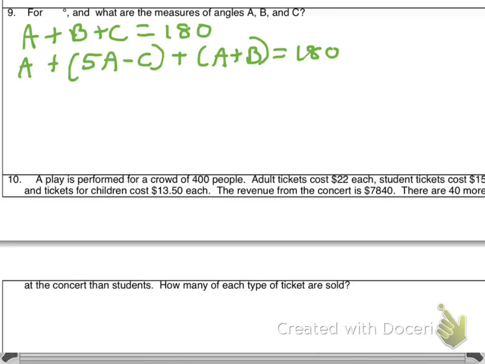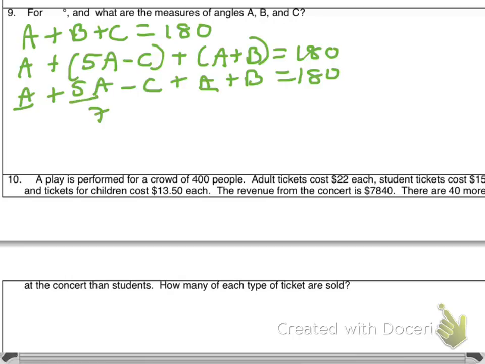All right, so I have to think about what else I know about triangles. First of all, let me simplify this. So I have A plus 5A minus C plus A plus B is equal to 180, which gives me 7A plus B minus C is equal to 180.